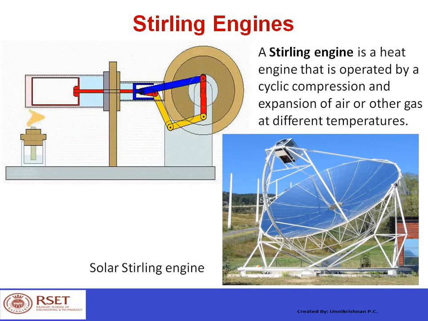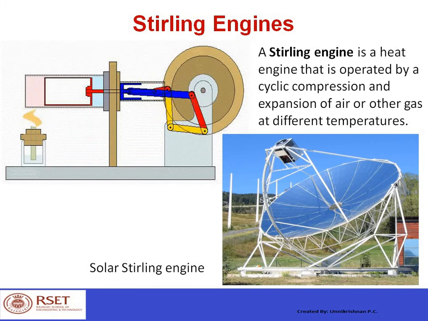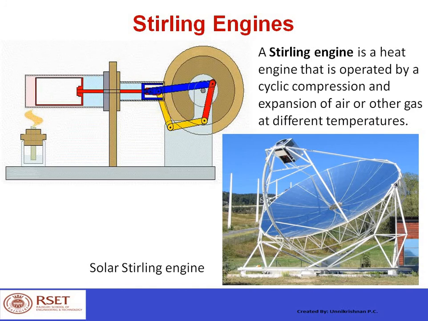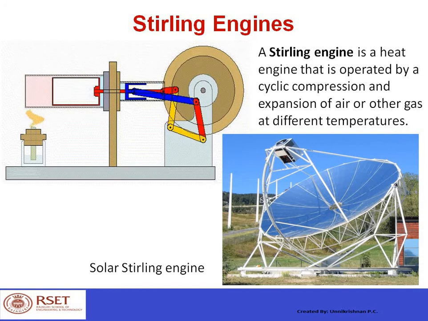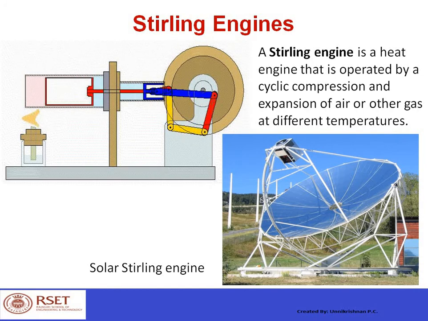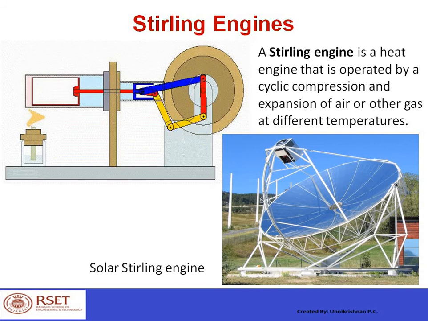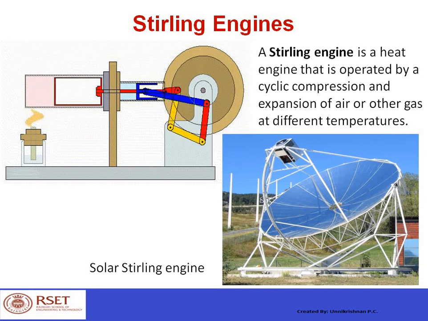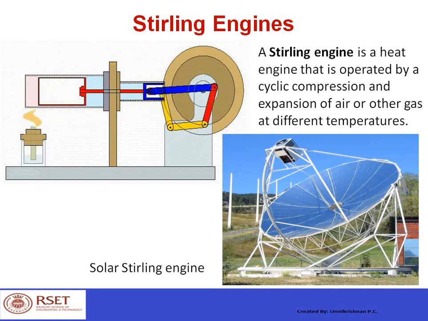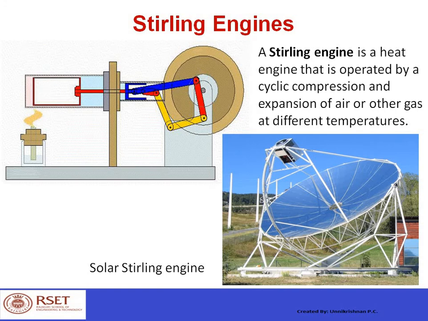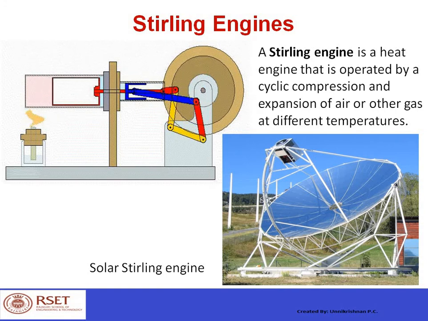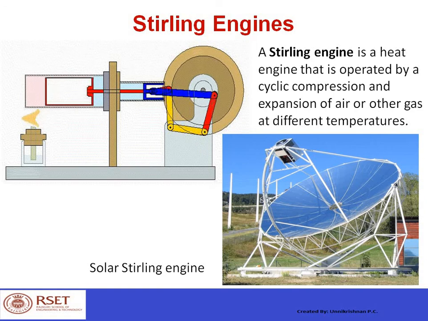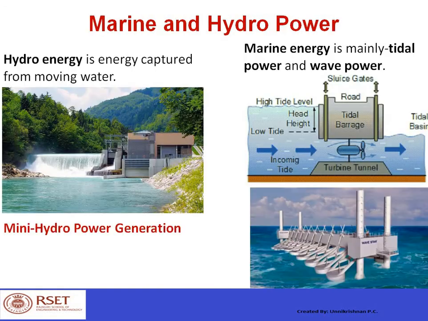A Stirling engine can be effectively used to harness solar energy. You can see the picture below. A solar concentrator concentrates the heat energy to one point, and this heat is used by the Stirling engine, and Stirling engine is coupled with a generator which produces electricity.